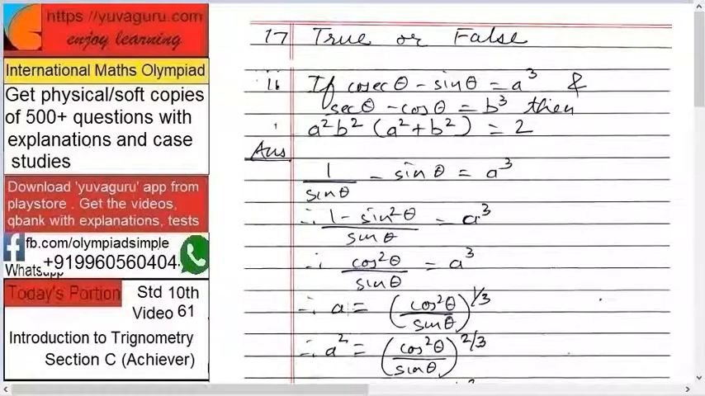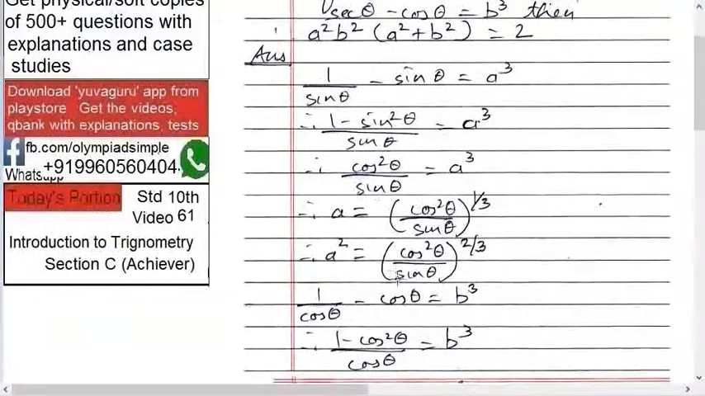Therefore a equals, why are we finding a? Because we want a square over here. So a equals cos square theta upon sin theta, the whole raised to 1 by 3, right? Therefore a square equals cos square theta upon sin theta, the whole raised to 2 by 3, right?